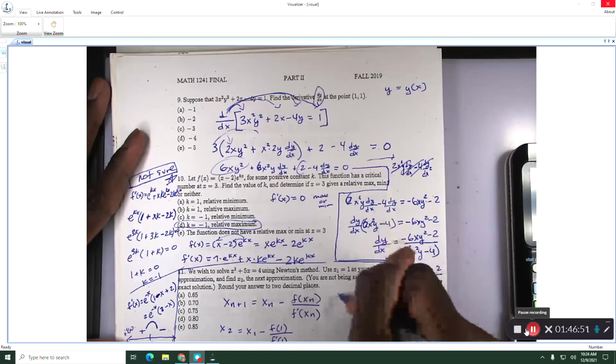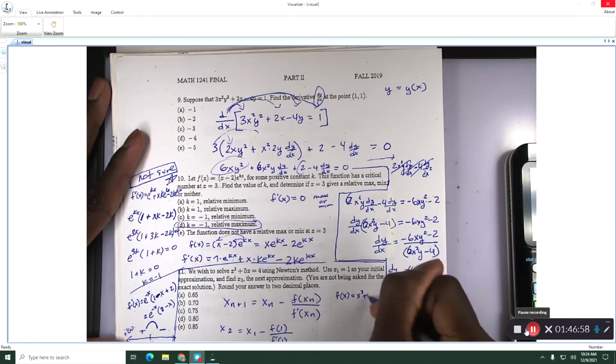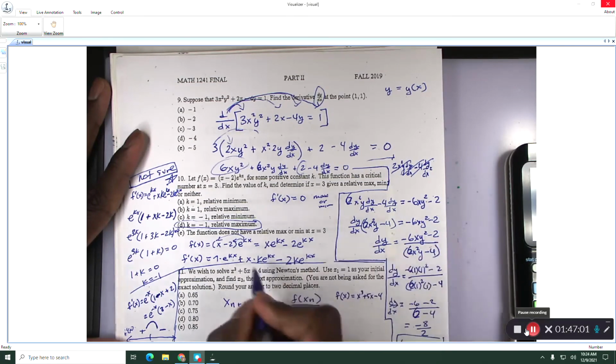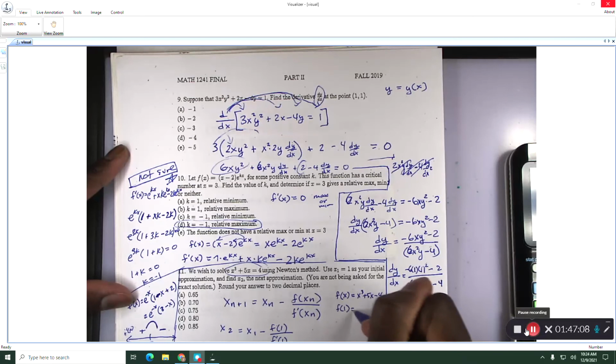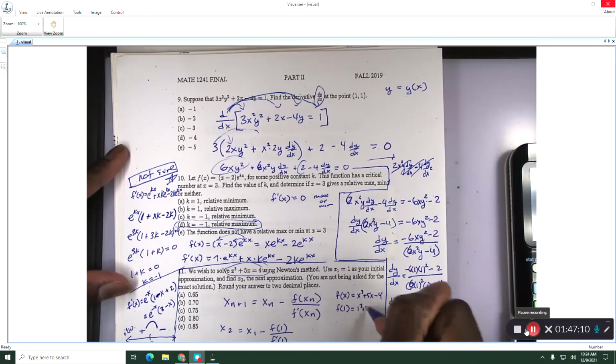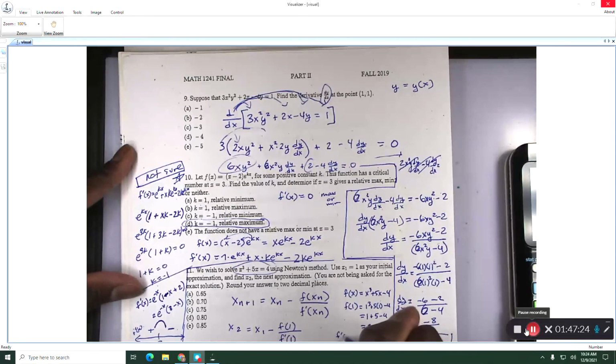Now, in order to find f(1), we're going to say x^3 plus 5x minus 4. So I took this here and I set it equal to 0, and I called that our function. f(1) is equal to 1 to the third plus 5 times 1 minus 4, which is equal to 1 plus 5 minus 4, which is equal to 2. f'(x) is equal to 3x^2 plus 5.